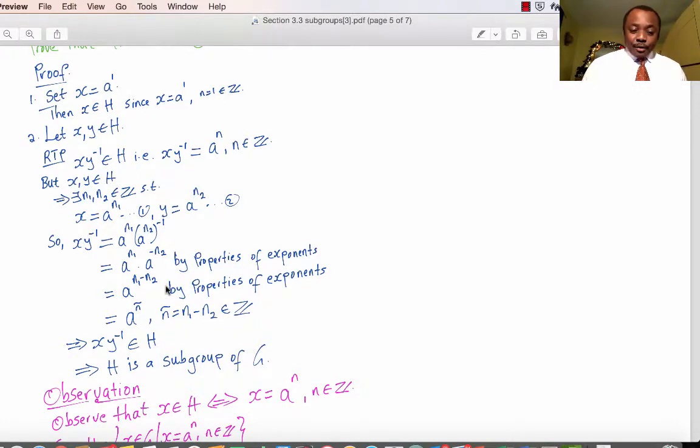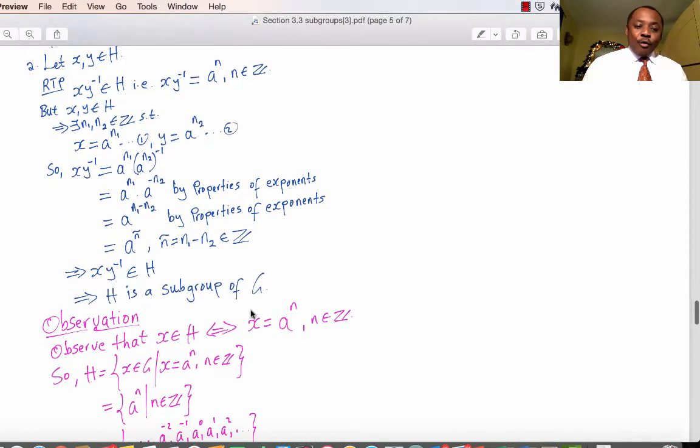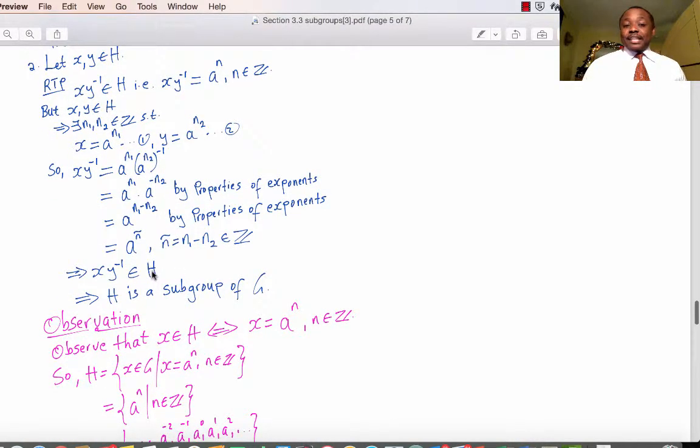Again, by properties of exponents, that will simply be a raised to the n1 minus n2. n1 is an integer, n2 is an integer. The difference of two integers is an integer, so we can call n1 minus n2 n-wiggle, and that would be an integer. So we have succeeded to write xy inverse as a raised to the power n-wiggle, where n-wiggle is an integer. Therefore, by the definition of elements in H, xy inverse is in H.